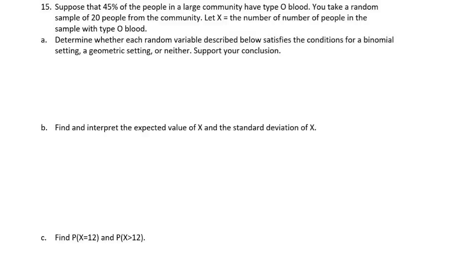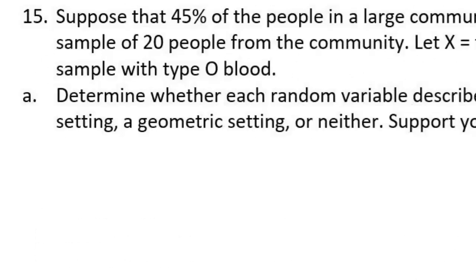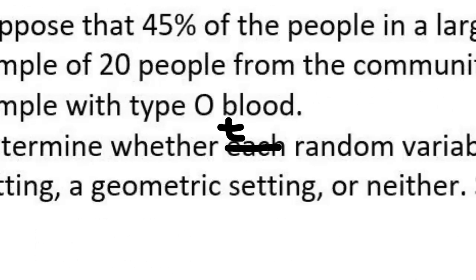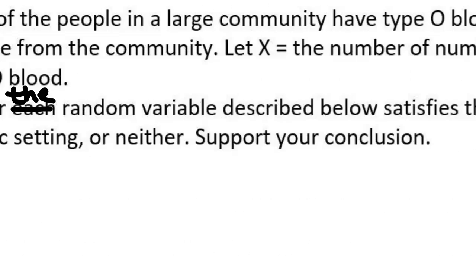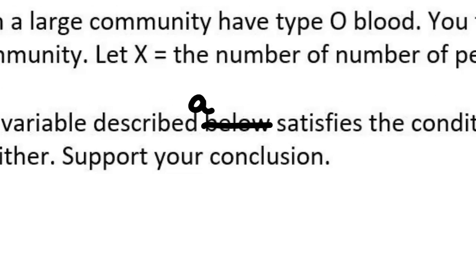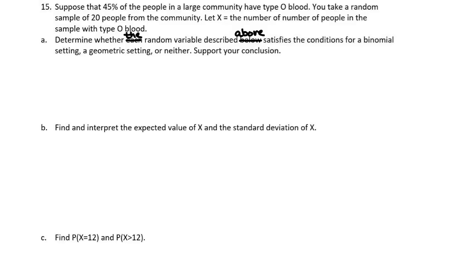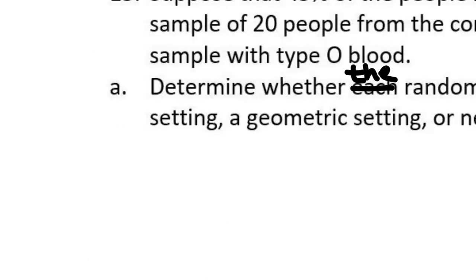Suppose that 45% of the people in a large community have type O blood. You take a random sample of 20 people from the community. Let X equal the number of people in the sample with type O blood. Determine whether the random variable described above satisfies the conditions for a binomial setting, a geometric setting, or neither.